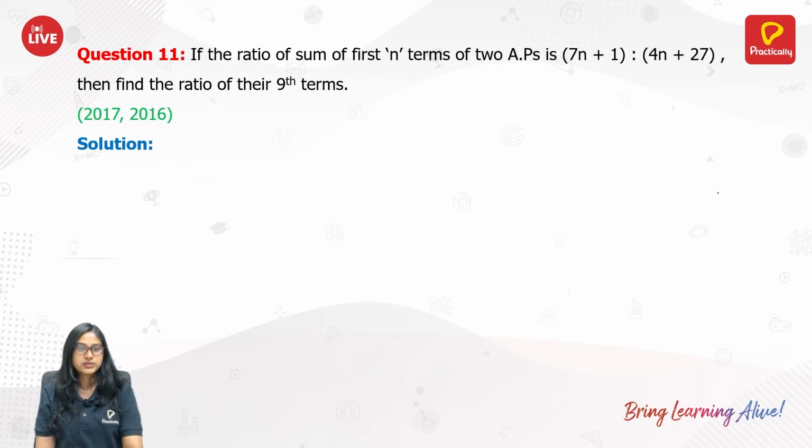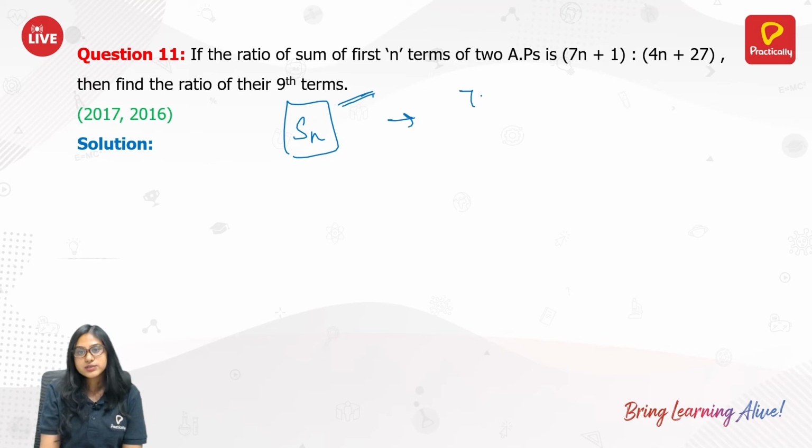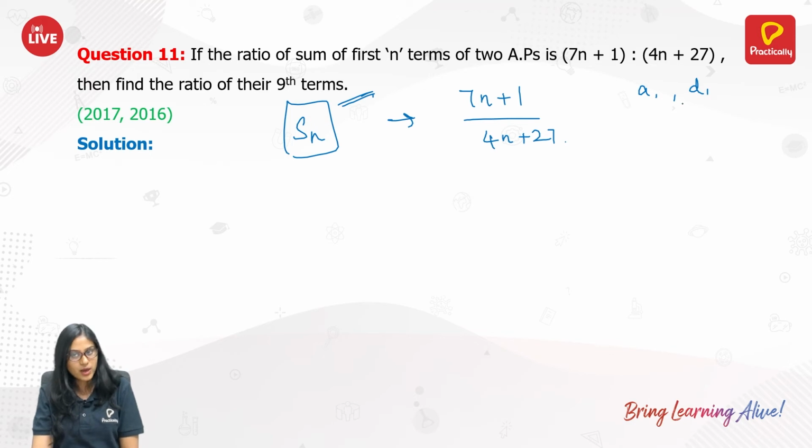Okay. Next, if the ratio of sum of first n terms of two APs is 7n plus 1 is to 4n plus 27, then find the ratio of ninth terms. Though it is repeated only 2 times, this is one of the very good questions, okay? That's why I've picked it up. Let's solve. So, it's given that the ratio of sum of n terms is 7n plus 1 by 4n plus 27. So, we will take A1 and D1 to be the first term and common difference of AP1. For AP2, A2 and D2. It will be easier, correct?